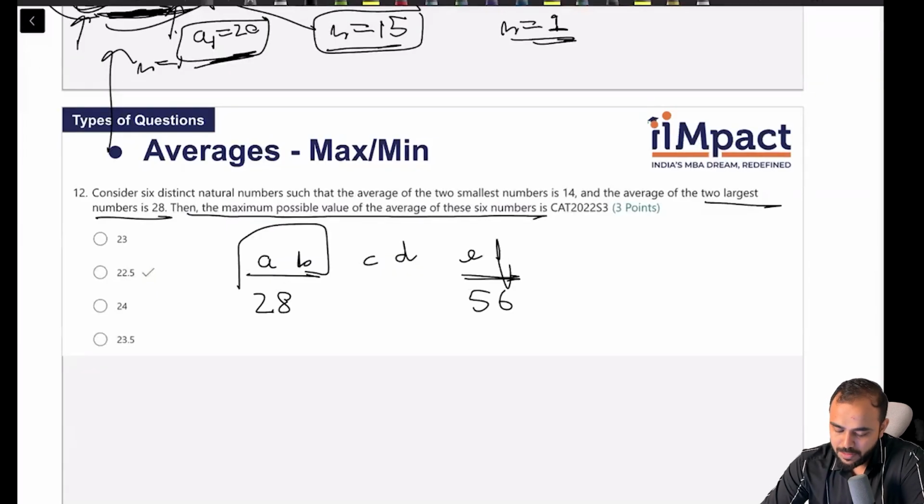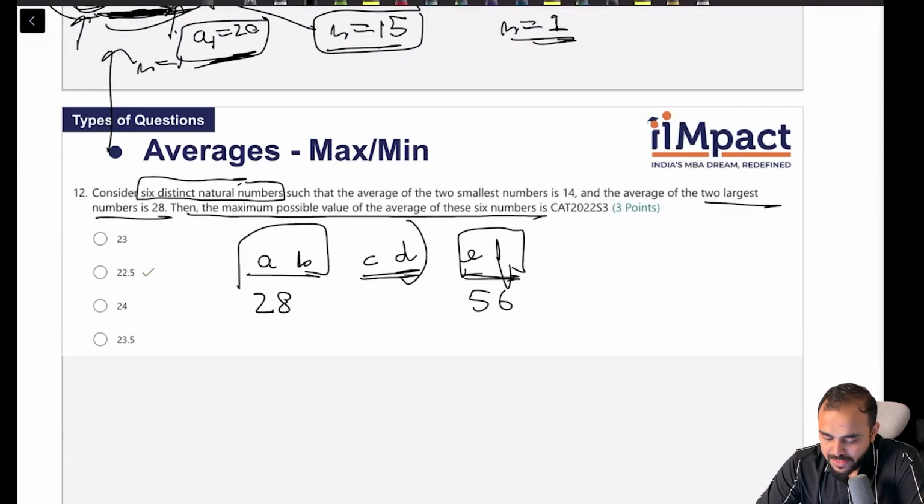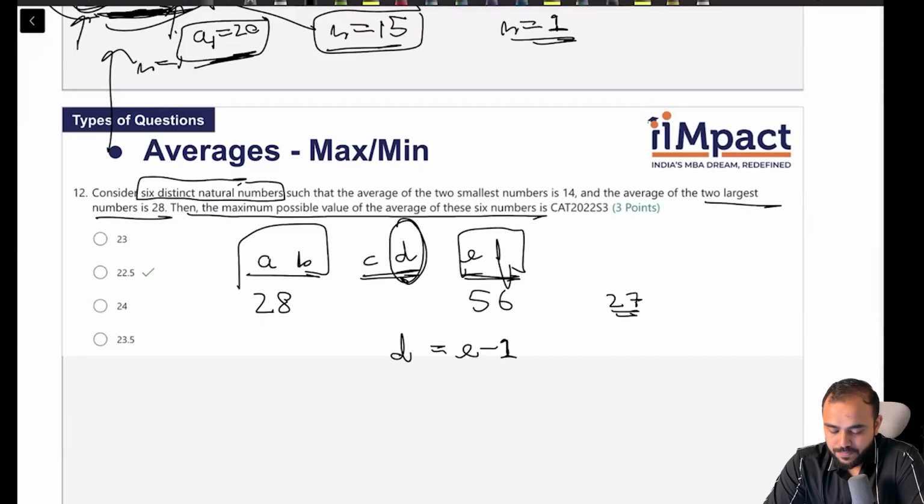Now A plus B is fixed, E plus F is fixed, which means you want to maximize C plus D, which means you want to maximize C and D. Now what is the constraint that you have to work upon? They are all distinct natural numbers, which means you want to maximize D. D can at max be 1 less than E. Correct. So what is the value that E can take which will maximize D? E will have to take 27 and F will correspondingly take 29, because F is also greater than E.